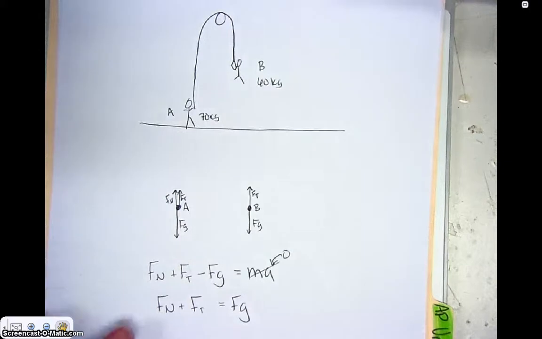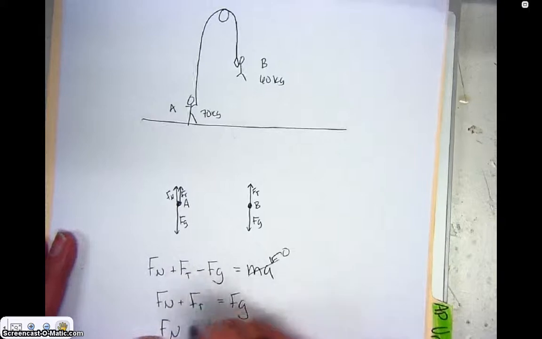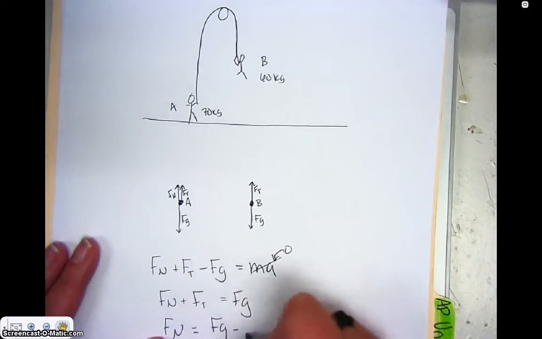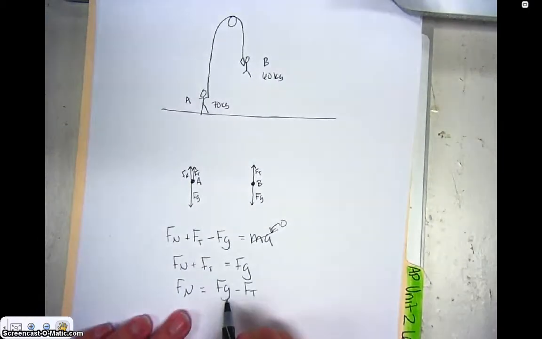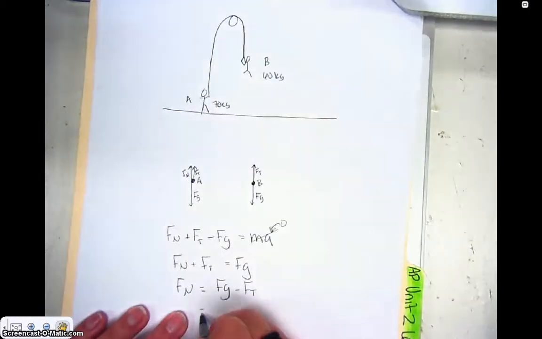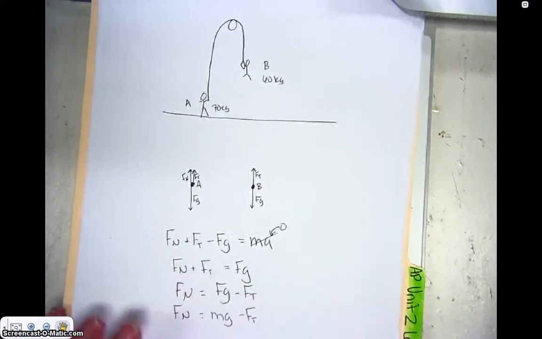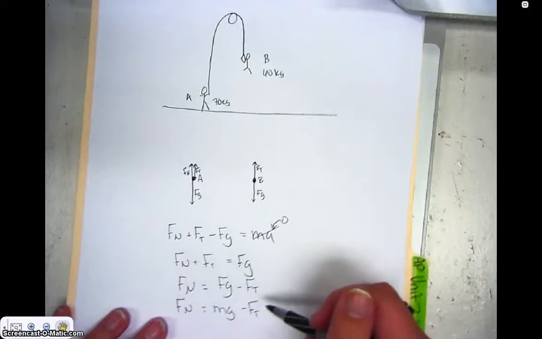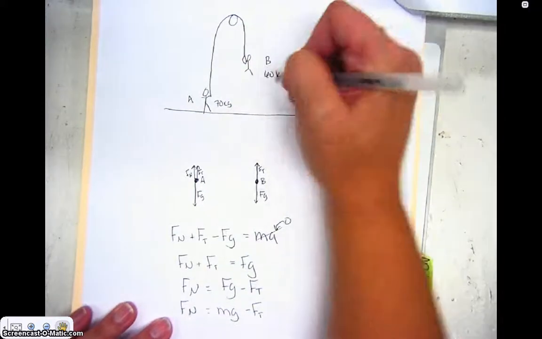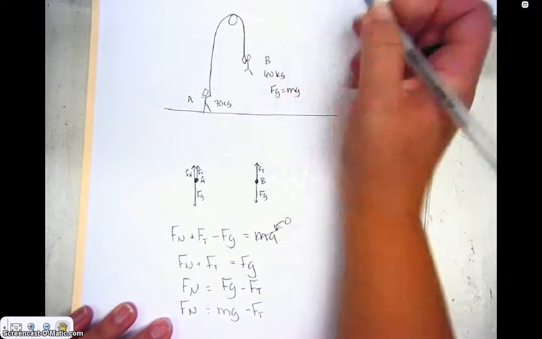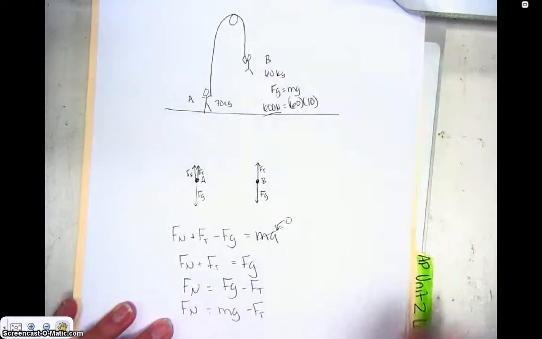The normal force is what I'm trying to solve for, so I'm going to move my Ft over to this side. Normal force is equal to Fg minus Ft. Fg is the weight of this child, so Fg is mg, minus Ft. In this case, the tension in the string is caused by this kid hanging there, so his weight is the tension in the string. Up here, let's calculate his weight. His weight is mg as well, which would be 60 times 10, so his weight is 600 newtons.